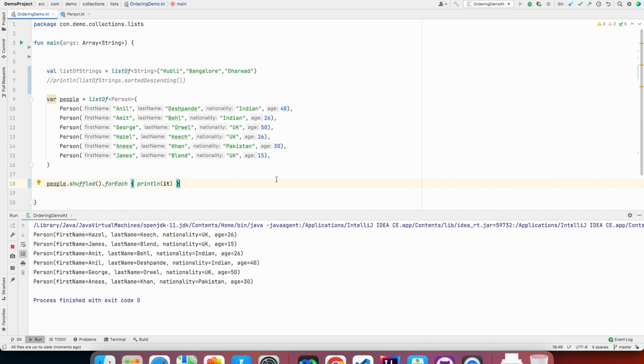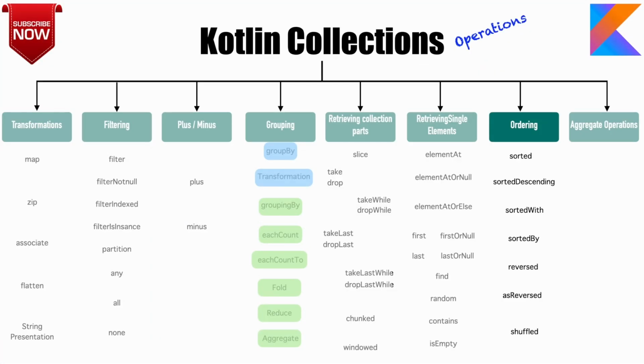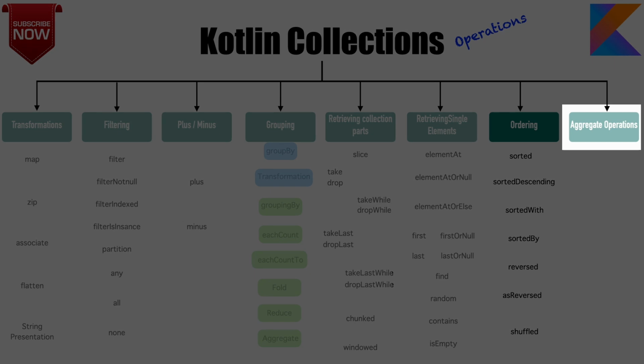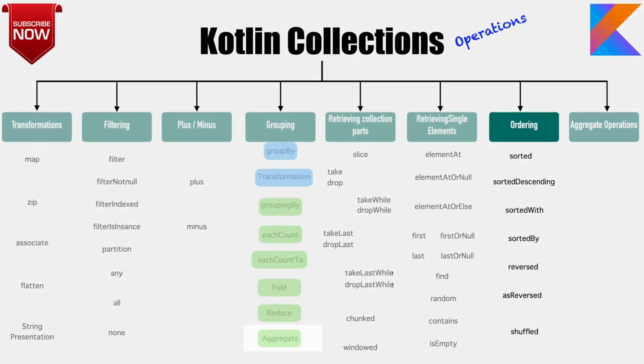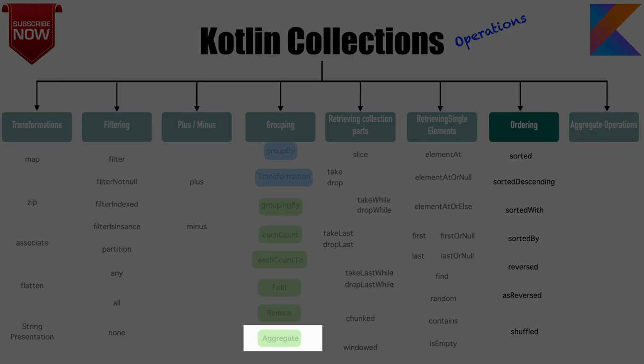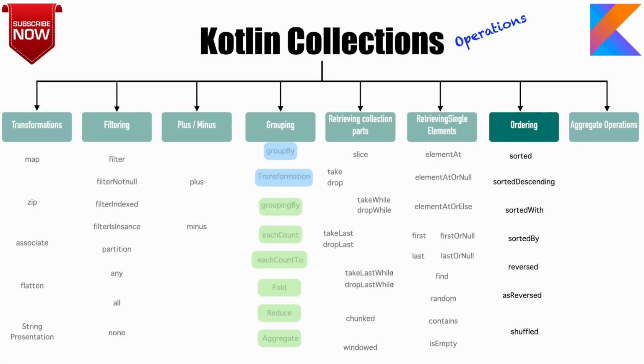So that's it with ordering of collections. With this, we are basically done with Kotlin collection operations. It may look like the aggregate operations are not covered, but they are covered as a part of the grouping video, which was done a couple of videos back. So I won't be doing a separate aggregate operations related video. So basically what I am saying is, with this, we are done with the Kotlin collection operations. In the next video, we will move on to a new topic in Kotlin.